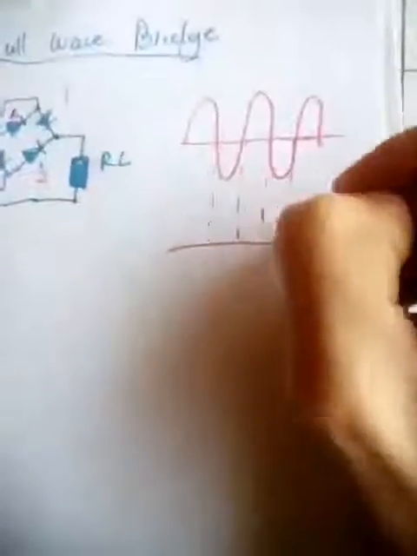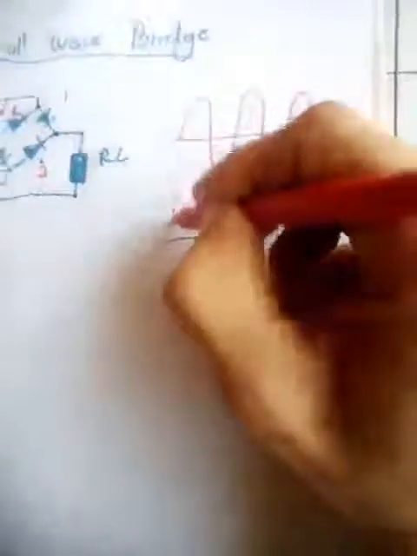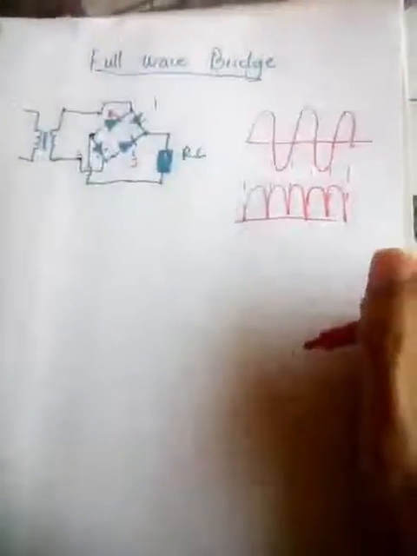Okay, how does this look? The input wave will look like this. My output wave in this case will look similar to the previous one, and it will look now exactly like this. So how does it work?